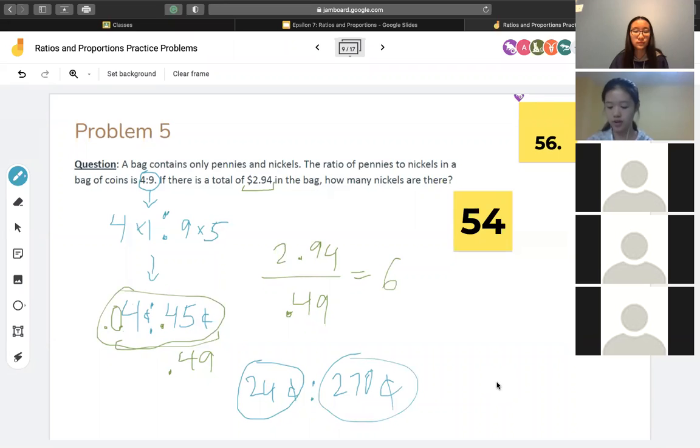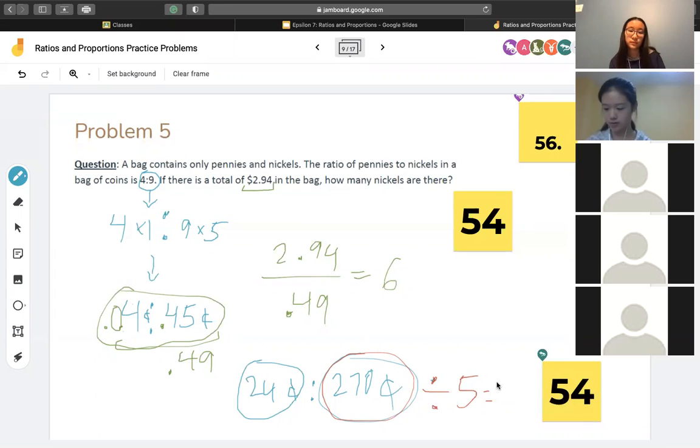Because we know that 270 cents are contained in nickels, we can divide that by 5 to get the total number of nickels, which, yes, is 54. So yeah.